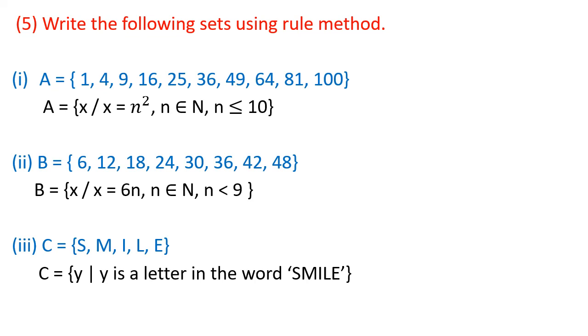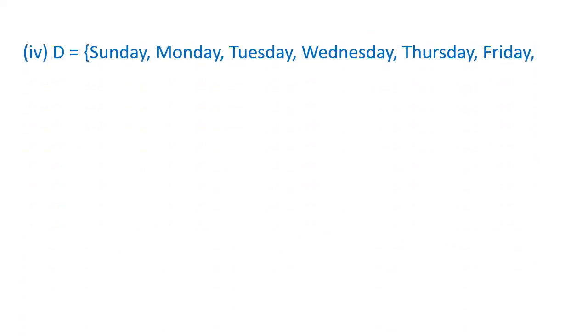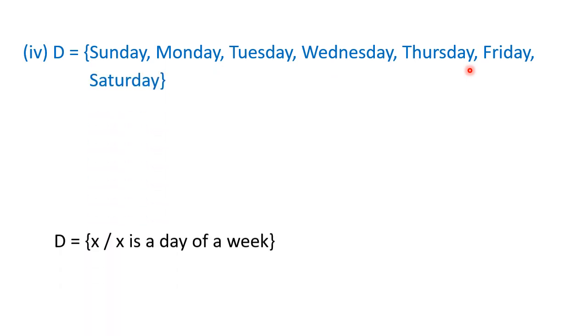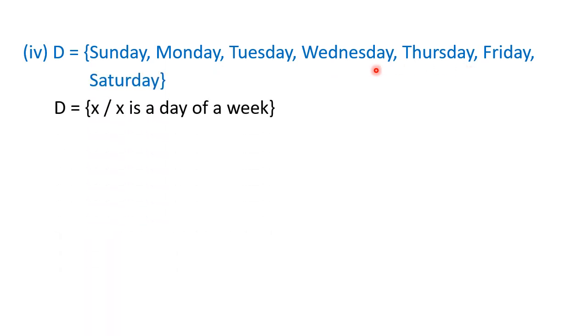Let's go further. Fourth one here. D is equal to, let's read the elements: Sunday, Monday, Tuesday, Wednesday, Thursday, Friday, Saturday. So these are what? Days of week. So write down, but while writing here, you are not going to write days, you are going to write day. Your description should be in a singular as I have explained. So here D is a set of all X such that X is a day of week. You cannot write down days of week. Okay.